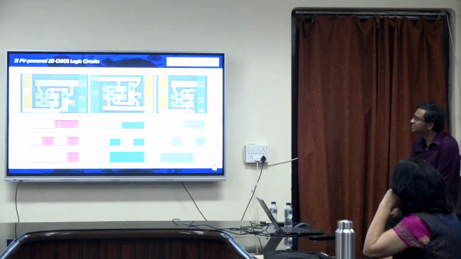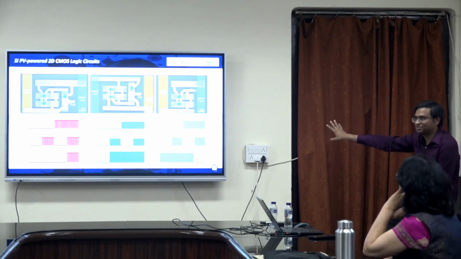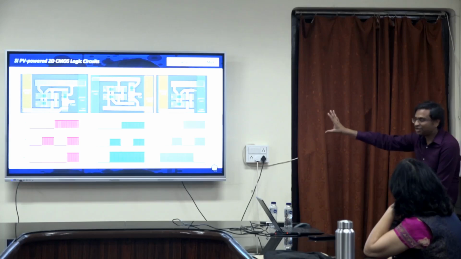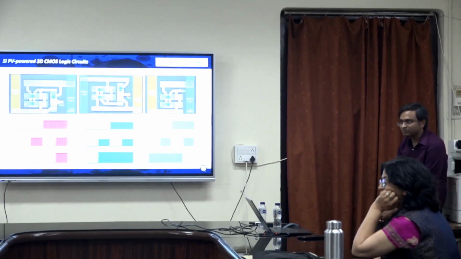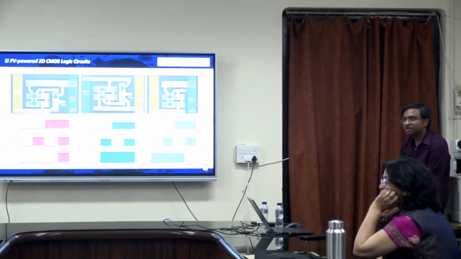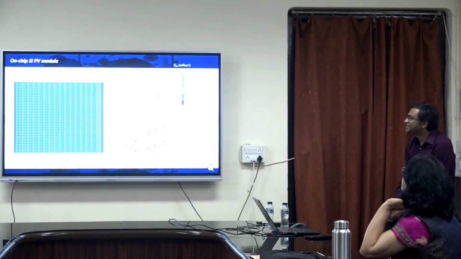So these are the circuits which are running on silicon PV power, right. There is no external power supply, just the logic operation happens with ambient light. Right now it is quite a bit. So I would say that you have seen what the size of the array is.